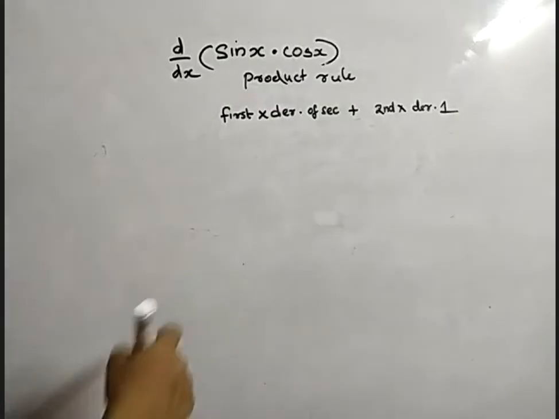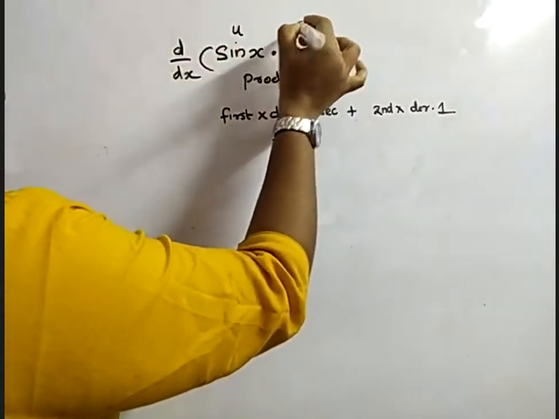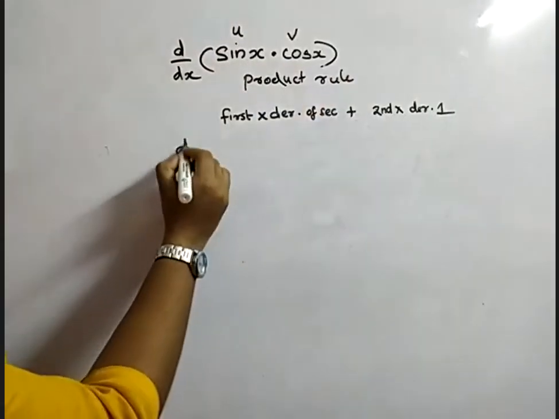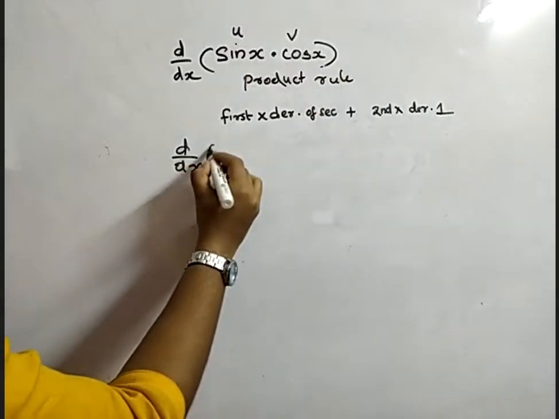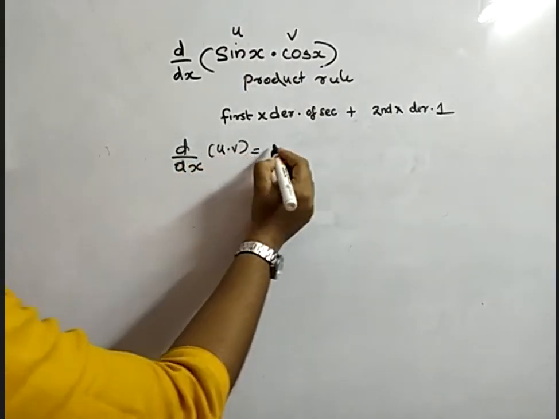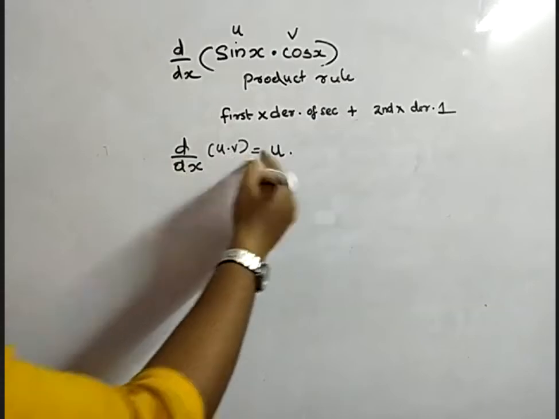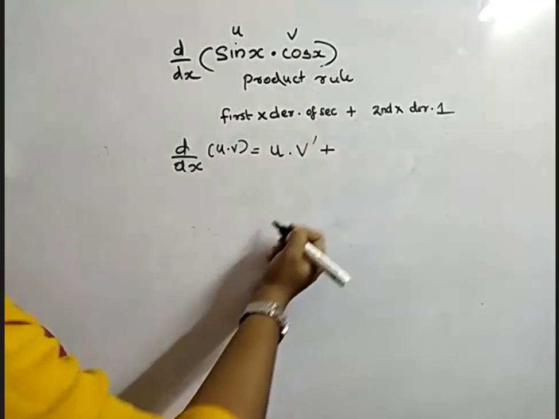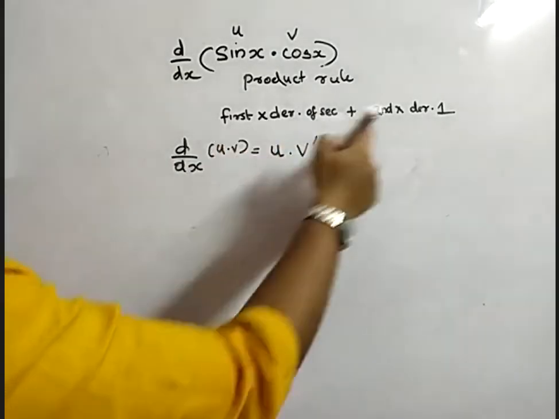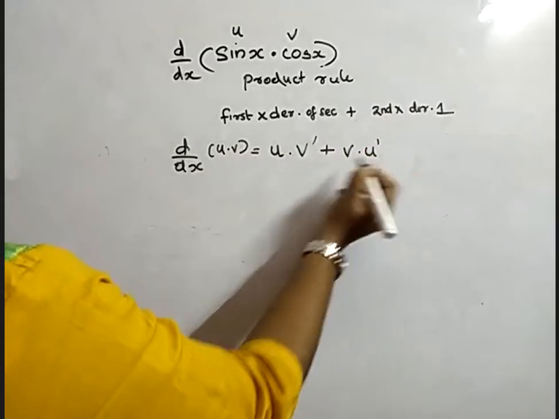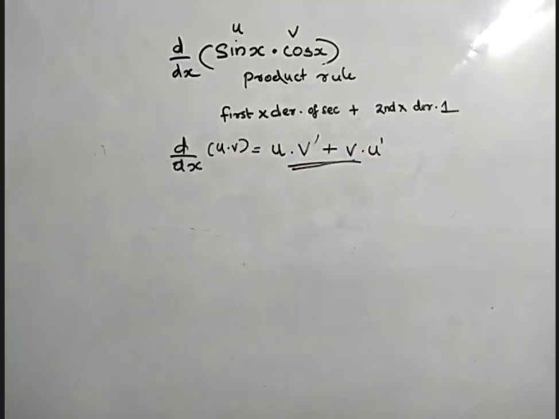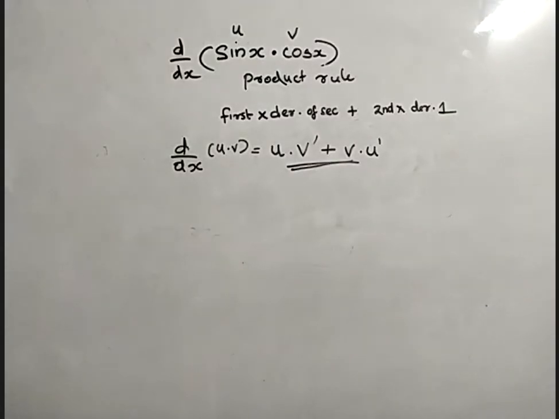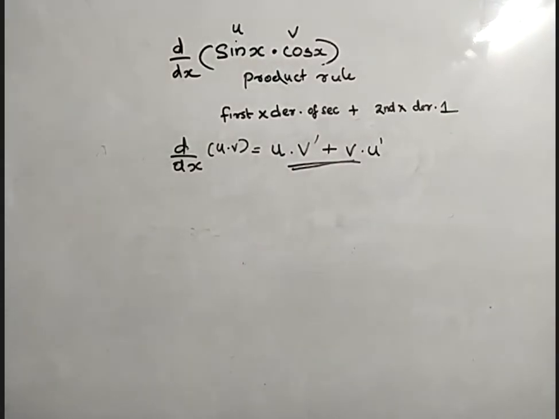Or I can denote this as u and this as v. One function is u, the other function is v. Then d by dx of u into v is what? u into the derivative of v, which I denote as v dash, plus the second function v into u dash. This is the product rule: first function into derivative of the second plus second function into derivative of the first.